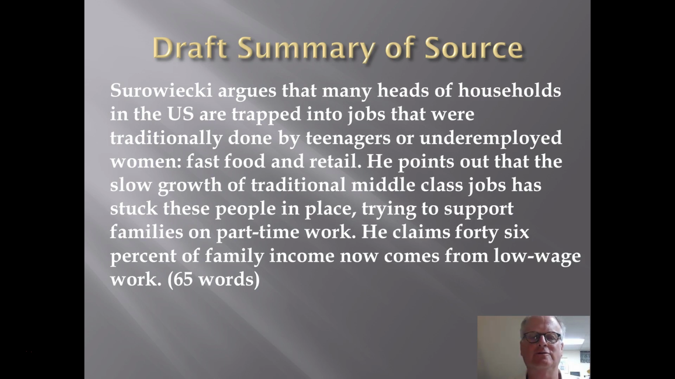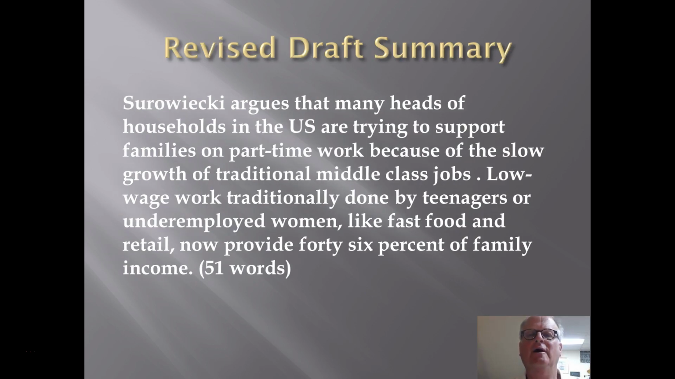Let me see if I can get this even shorter. I started off with 220, I'm down to 65, so I'm pretty close to that 25% mark. Let's see if I can get it shorter. Surowiecki argues that many heads of households in the U.S. are trying to support families on part-time work because of the slow growth of traditional middle-class jobs. Low-wage work traditionally done by teenagers or underemployed women like fast food and retail now provide 46% of family income. So you can see how I moved from 220 to 65 to now 51, so I'm getting better.